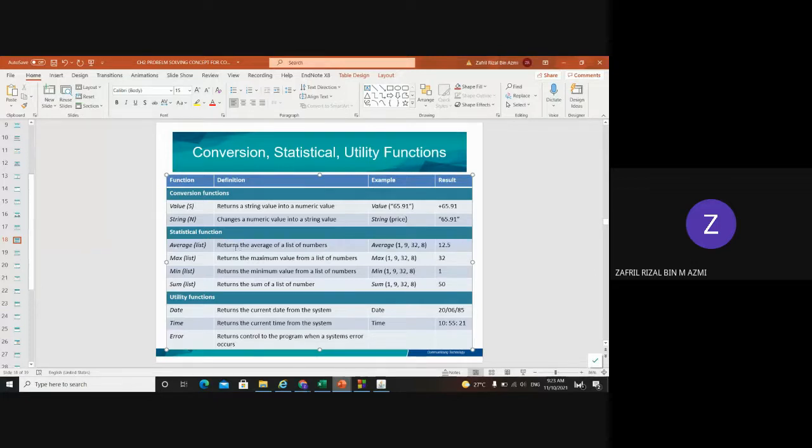Okay, statistical function. You can calculate an average using this function. Just call the function average and put all the numbers over here, and the output will be the average. Alright, and also utility functions. This is to call the date and time, and this is to see what the error of the program actually is. This is just an example of many functions. This is some of it.